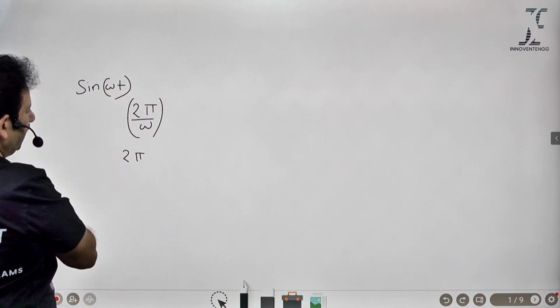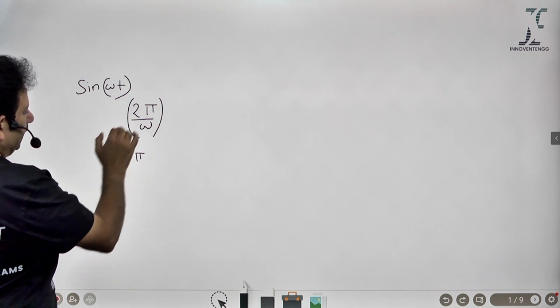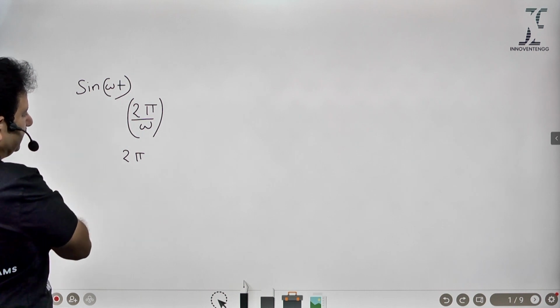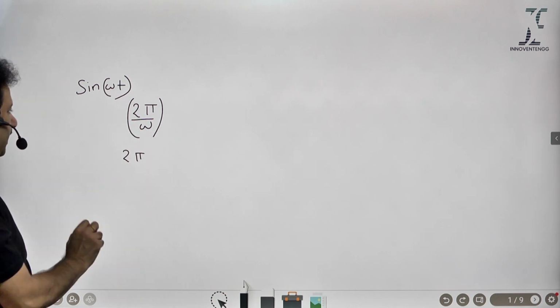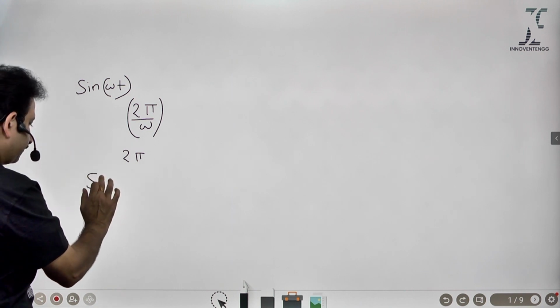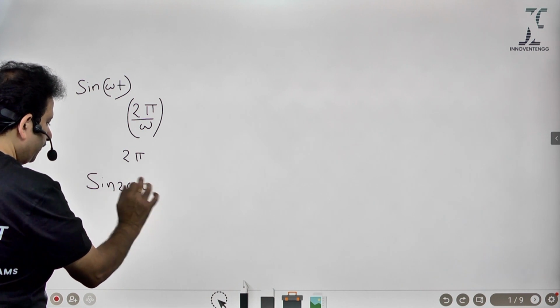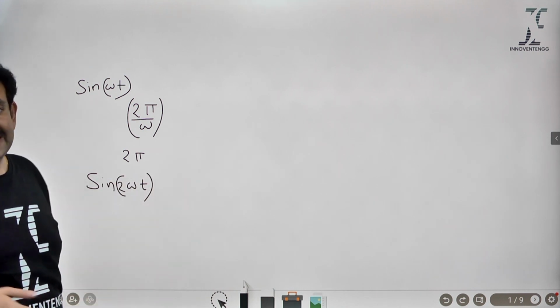The moment you multiply t by a factor, that is going to reduce your period. So that means the frequency has increased, the period has decreased. That should be noted very, very carefully. For example, if sine omega t is one wave, and I consider another wave, sine 2 omega t, the frequency has doubled, the period has halved.